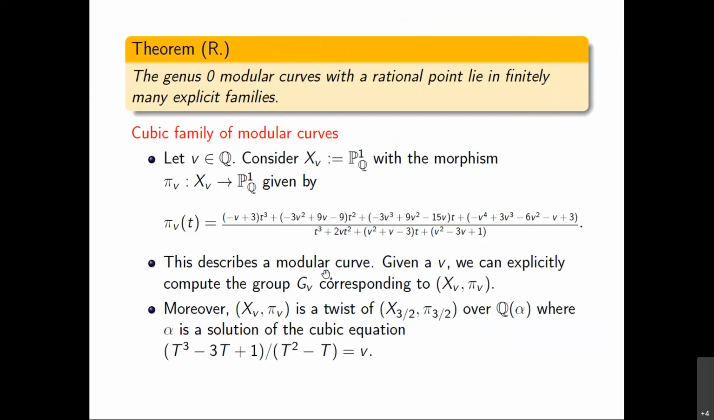So this describes a modular curve, and moreover, if I fix a v, I can explicitly compute the generator for the group G sub v corresponding to this pair X_v, pi_v. And similar to what we saw in the quadratic case, this X_v, pi_v is a twist of this fixed curve X_{3,2}, X_3 by 2, pi_{3/2} over a cubic field now. Earlier we had a quadratic field. This is a cubic field, Q adjoin alpha, where alpha is a solution of this explicit cubic equation.